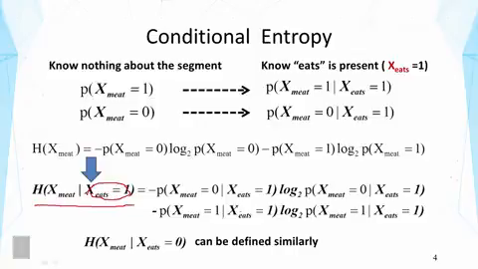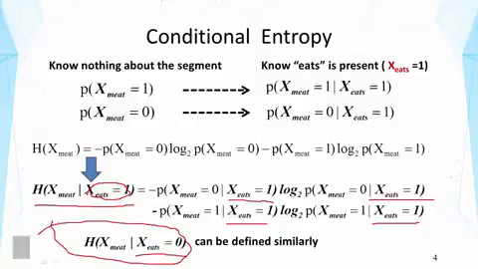So you can see this is essentially the same entropy function as you have seen before, except that all the probabilities now have a condition. And this then tells us the entropy of meat after we have known eats occurring in the segment. And of course, we can also define this conditional entropy for the scenario where we don't see eats. So if we know eats did not occur in the segment, then this conditional entropy would capture the uncertainty of meat in that context, in that condition.